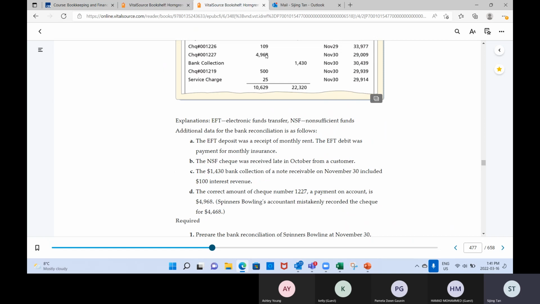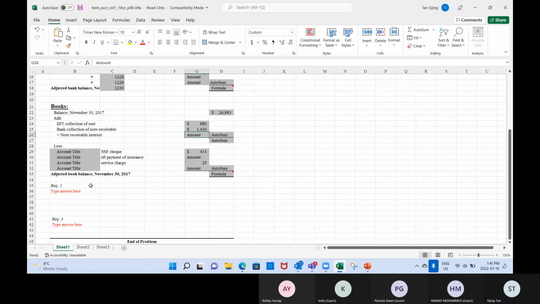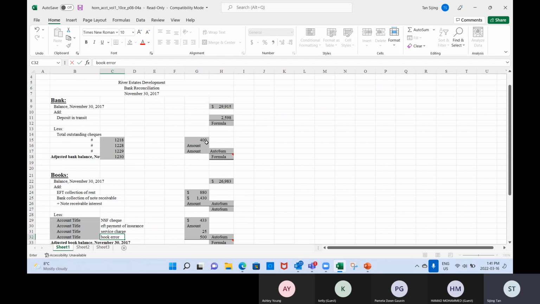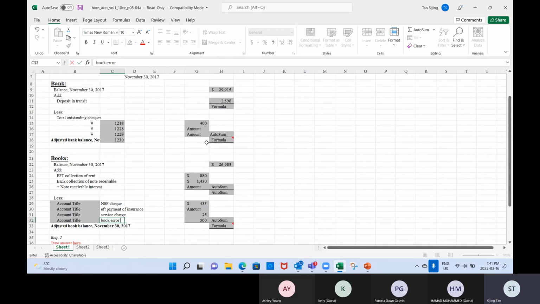The real amount we need to pay is 4968. But from our book side, what we recorded is only 4,468, which means we have to pay $500 more. So we paid less than what they asked for. So from our book side, we need to deduct $500 more, because we didn't pay enough. So that will be a book error. That is how you work through your bank reconciliation, step by step. Any questions so far?